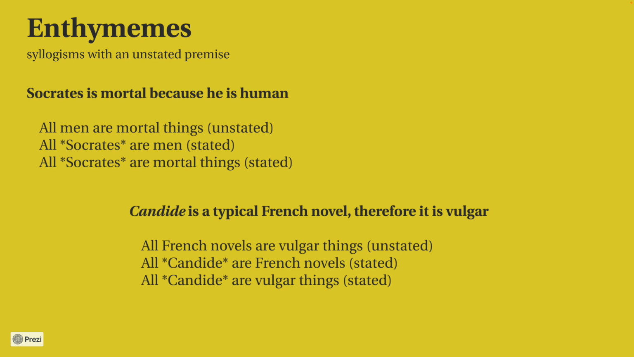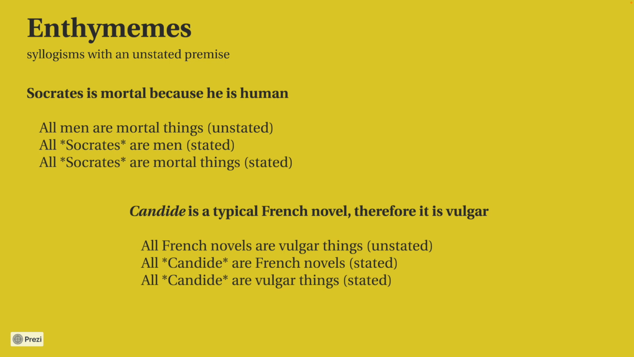Take the statement, Socrates is mortal because he is human. The first premise that is necessary for this argument is unstated. All men are mortal things. All Socrates are men. Therefore, all Socrates are mortal things. Here's another example. Candide is a typical French novel. Therefore, it is vulgar. In this argument, we are once again missing a first premise. In this case, it is the assumption that all French novels are vulgar things.